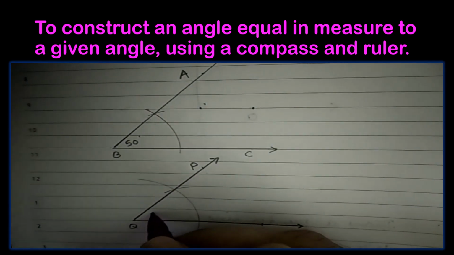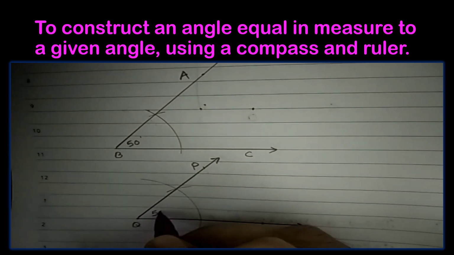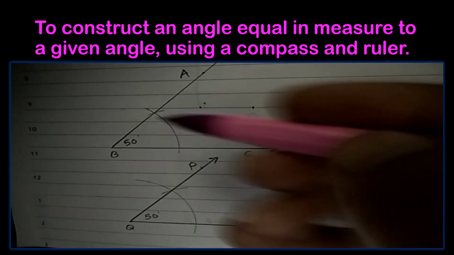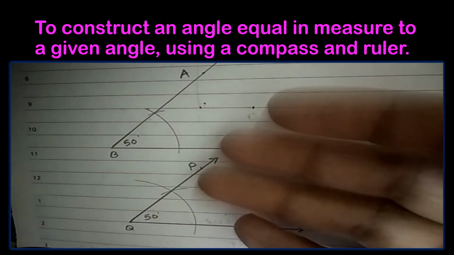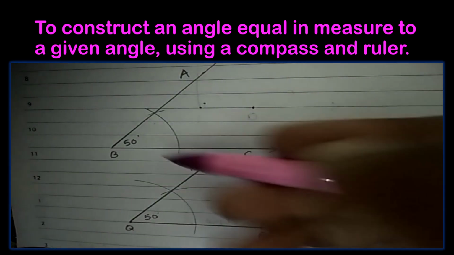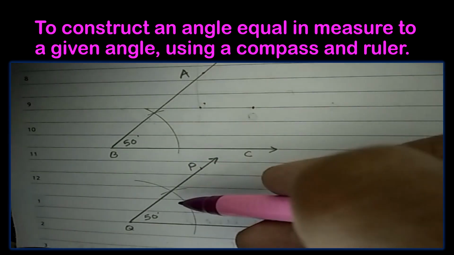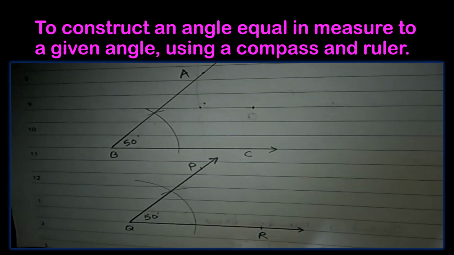Is it clear? So for verification purpose, I took a specific angle that is 50 degree. You can draw an angle of any measure, okay, without measuring also with the protractor, and you will find that it is a congruent angle.